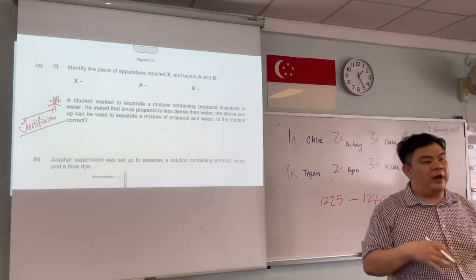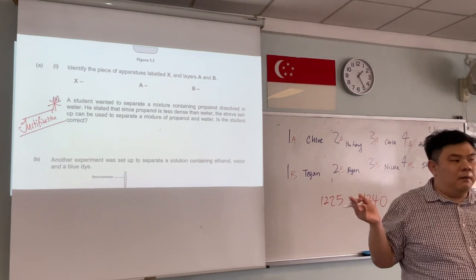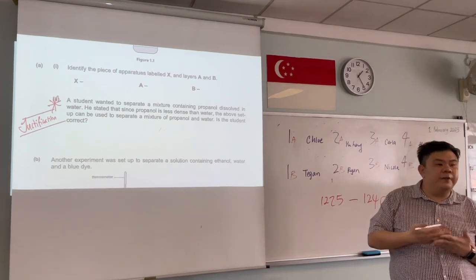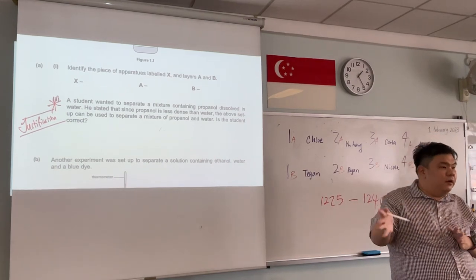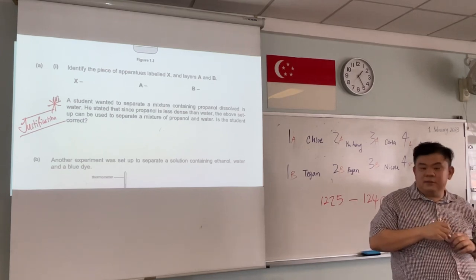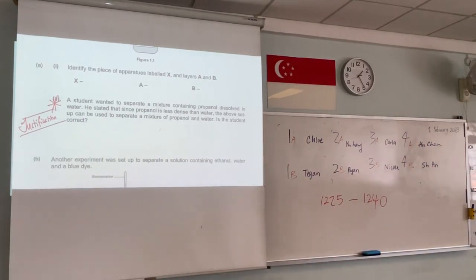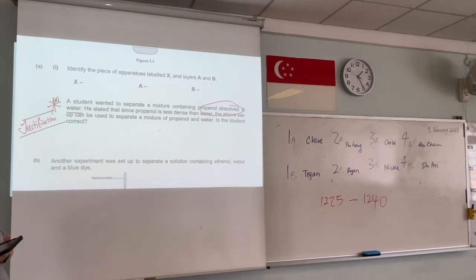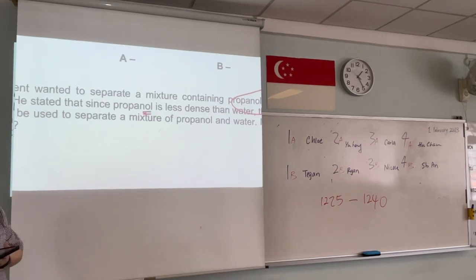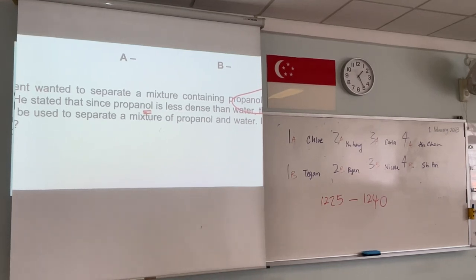That means propanol and water are miscible liquids. Can the separating funnel be used to separate miscible liquids? How do you know that it is miscible? Data is given in the question: propanol is dissolved in the water. Even if it is not given, by the end of your Sec 4 chemistry, you should be able to tell me that propanol is miscible in water because many types of alcohols are soluble in water.